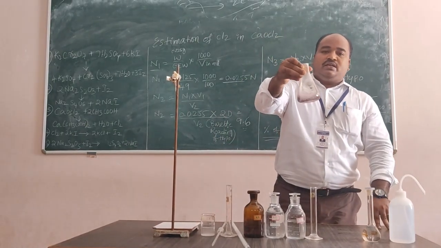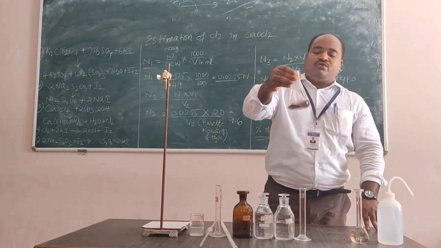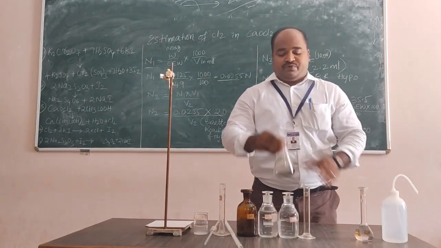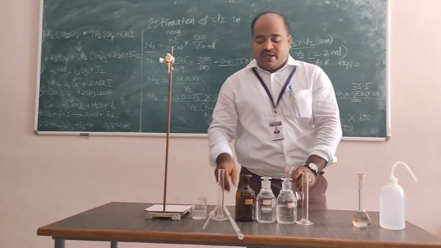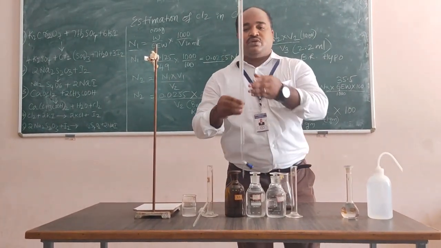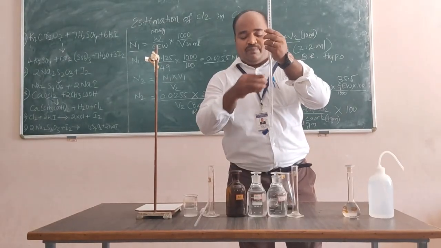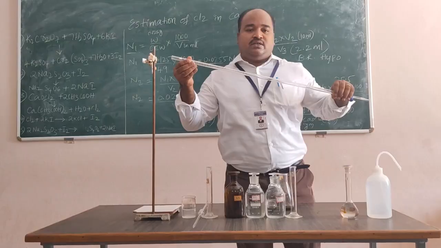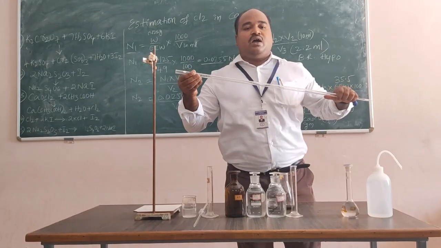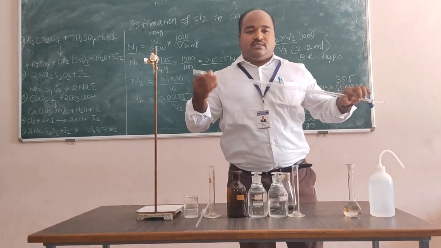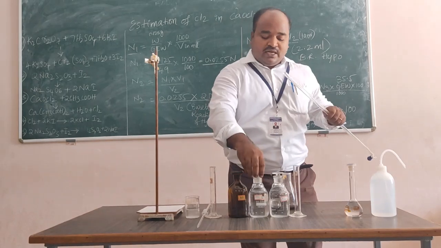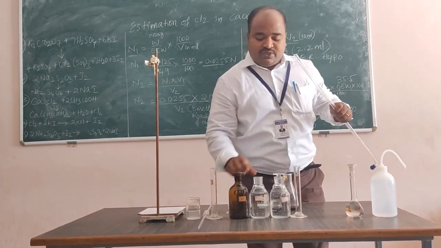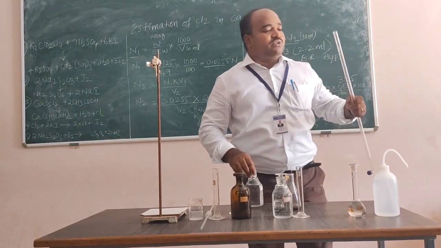So this is the reagent solution. Okay, we are going to titrate against hypo. So we need to fill this hypo solution into the burette. First of all we need to rinse this burette with hypo. I have already rinsed this burette with hypo, so directly I am going to take the hypo solution into the burette.